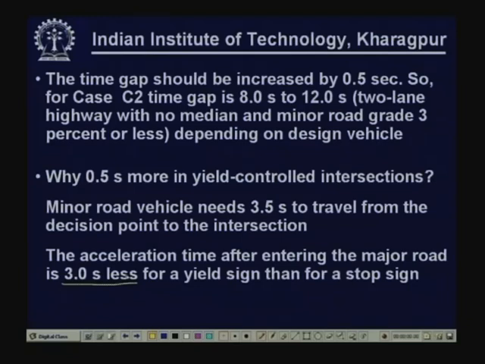In this case, it is not 0 speed. So, there is a saving of 3.5 seconds. There was an additional time requirement of 3.5 seconds and there is a saving of 3 seconds. So, as a net result, it is half a second more time that is required for a yield controlled intersection. That is why the time gap is taken as 8 seconds to 12 seconds depending on the design vehicle.